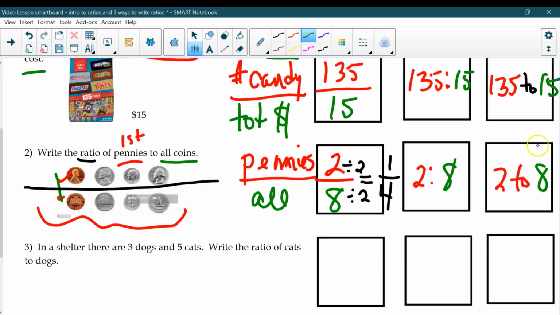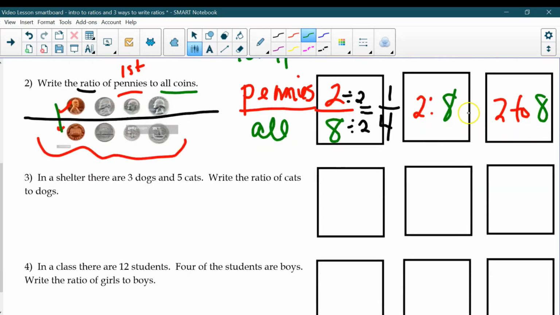Excellent. Now here's a little bit of a tricky one. Now instead of pictures, it just gives you the information in a sentence. So you could draw a picture to help you see it instead. In a shelter there are 3 dogs and 5 cats. So it didn't give you a picture, it just described it in a sentence. Now let's look at our next sentence. It says write the ratio of what? Cats to dogs.